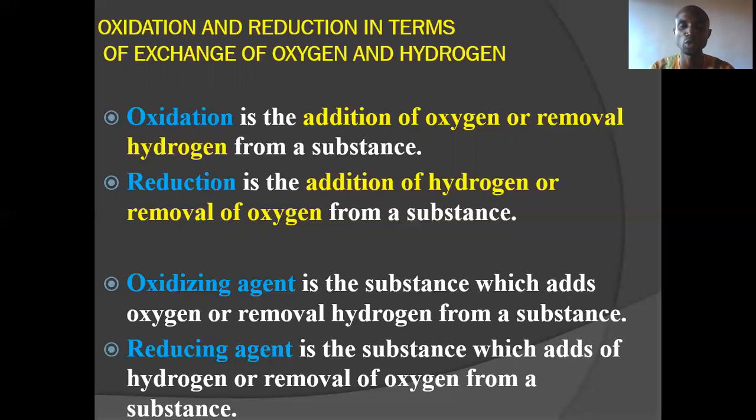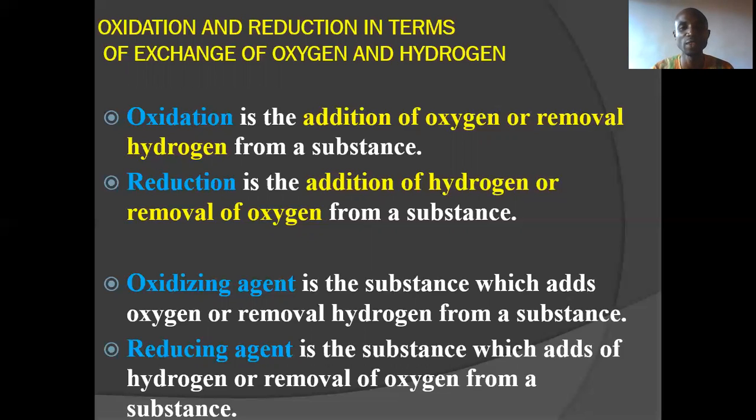Now, for such a reaction to take place, we have what we call an oxidizing agent and a reducing agent. The oxidizing agent is the substance that does the oxidation work. It is the substance that adds oxygen or removes hydrogen from a substance. It is always found on the reactant side. The same goes for the reducing agent, which is the substance that removes oxygen and adds hydrogen to a substance. It is also found in the reactant.